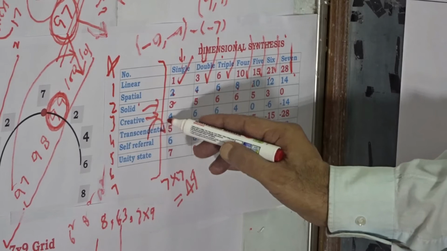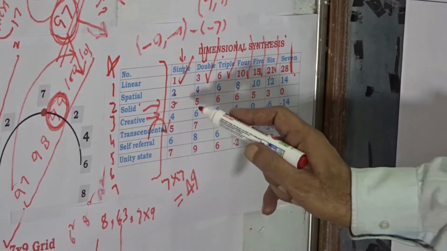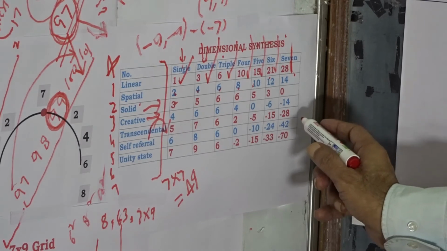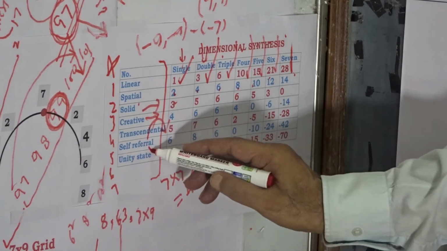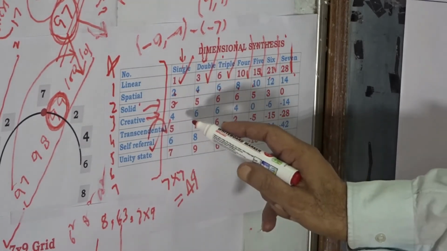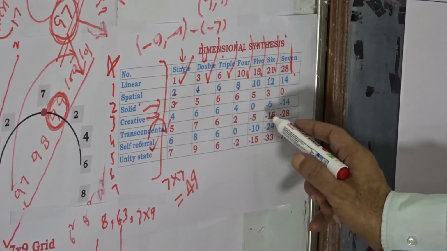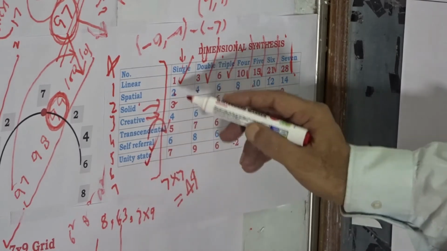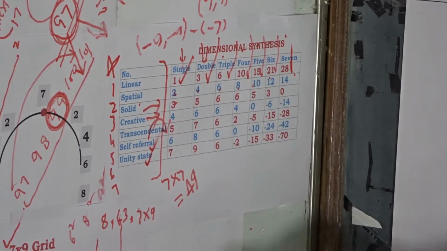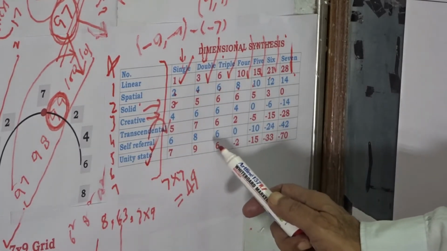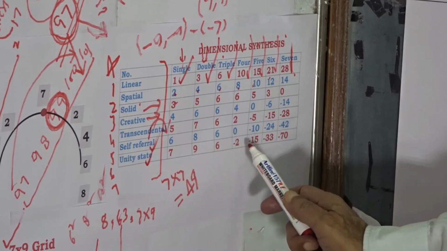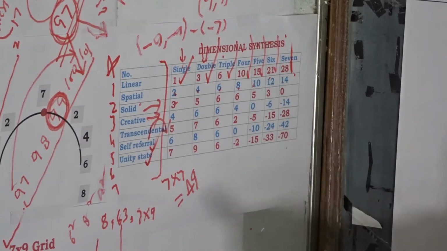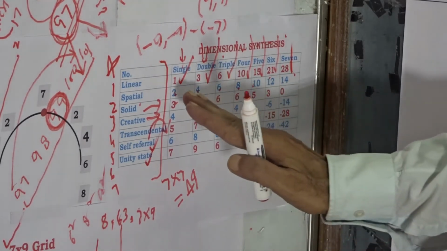Transcendental dimensions means 5 space in the role of dimension 5, 7, 6, 2, minus 5, minus 15 and minus 28. Then self-referral means 6 space in dimension gives us value 6, 8, 6, 0, minus 10, minus 24, minus 42. And finally unity state 7 space in the role of dimensions gives us value 7, 9, 6, minus 2, minus 15, minus 33 and minus 70. Now let us have a pause.